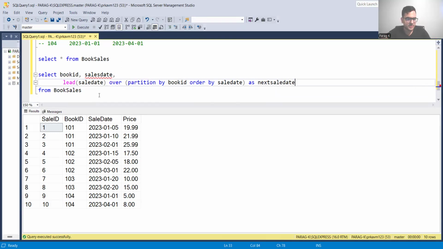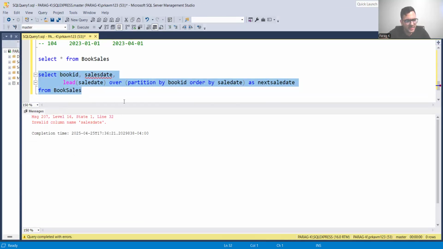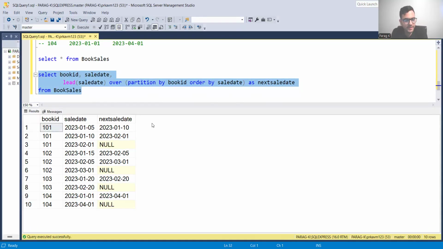Let me see if this runs or not. So what am I trying to do? Let me explain. Oh, sorry, I think it's sale date only. So what is happening in this particular thing? It says book ID, sale date, the next sale date. Are you guys understanding what I'm trying to do? Right now I'm just saying I want the next sale date. This is what's happening here.